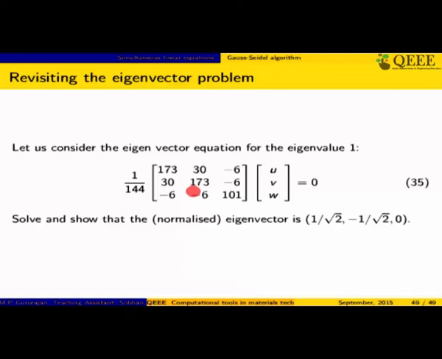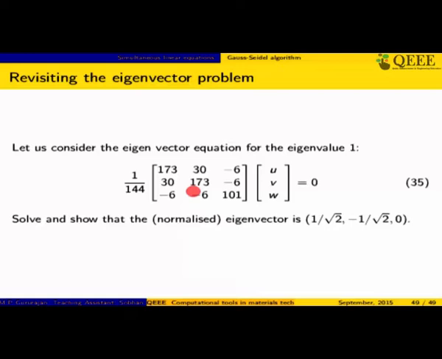You can reduce it to upper triangular form, use back substitution, or you can try to do Gauss-Seidel iterations, or you can try to find a solution using Gaussian elimination and improve the solution using some iteration. Okay, because iterative improvement is possible because you know the solution is 1 by root 2, minus 1 by root 2, 0. So you take approximately the solution to be, for example, 1 by 2, minus 1 by 2, 0, and then use the iterative improvement algorithm and try to see if you get to this solution, right?